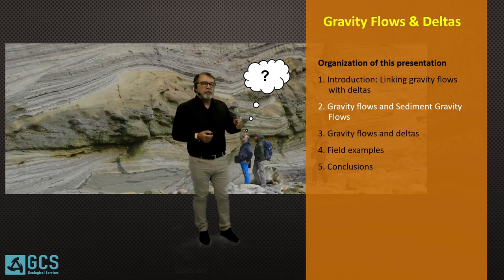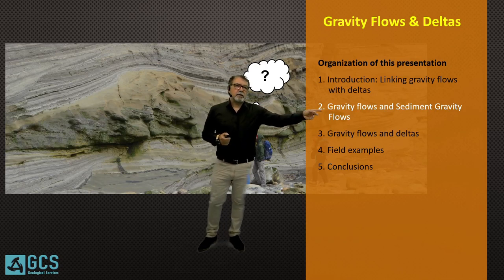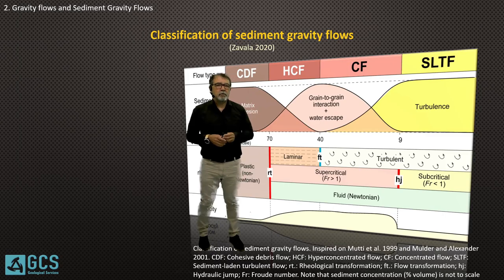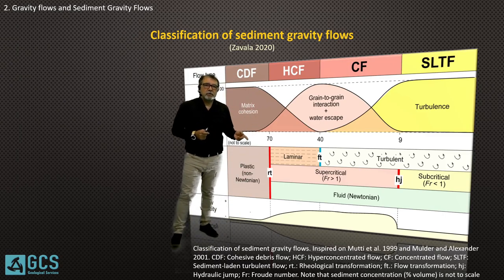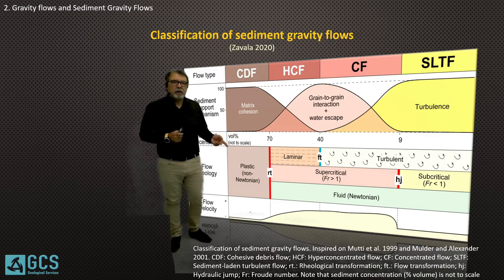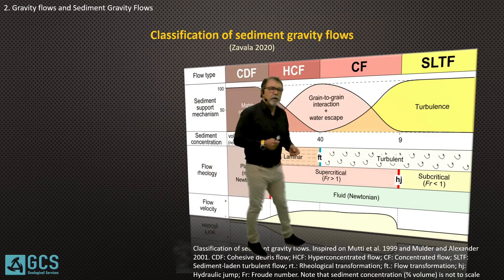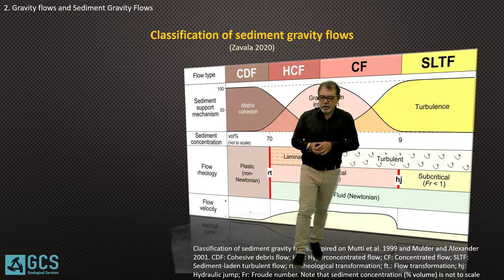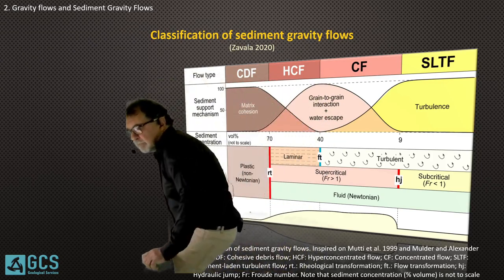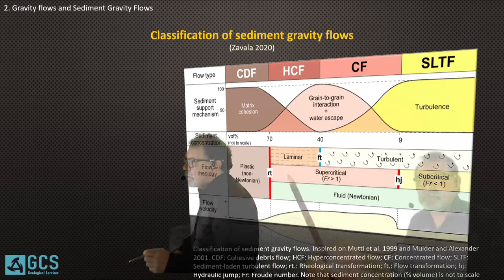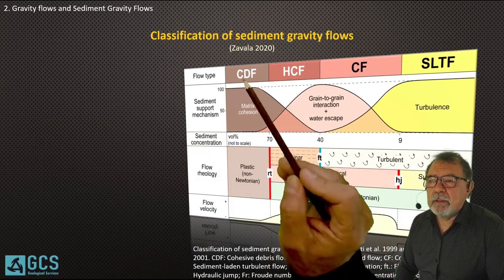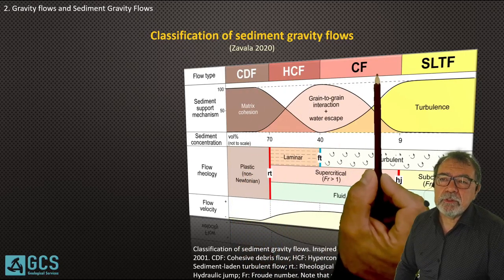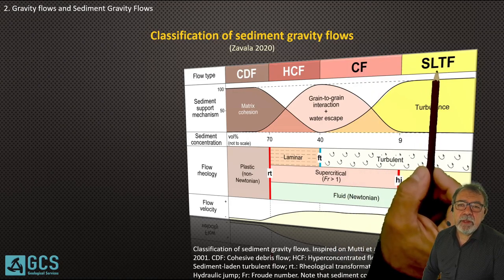So if you go back to the main definition of gravity flows and sediment gravity flows, this was the classification you can find in the paper of the Journal of Paleogeography. As you can see here, you have different fields. I'm going again here to explain better. So you have different kinds of flows: cohesive debris flows, hyperconcentrated flows, concentrated flows, and sediment-laden turbulent flow.